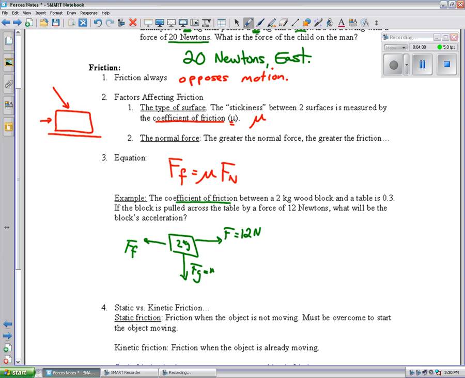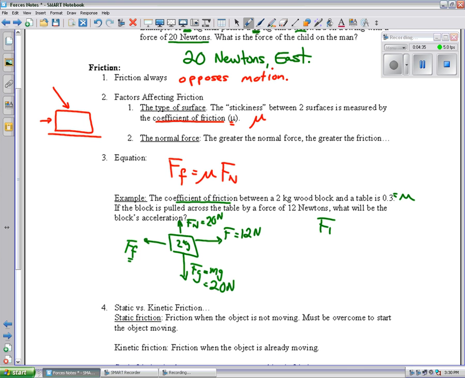And it's going to be m times g, so 2 times 10 is 20 newtons. And there's a normal force pushing up from the table that's also going to be equal to 20 newtons. Now, we have to find this friction force using the new equation. So the way this reads, the coefficient of friction between the block and the table is 0.3. So this is our mu.